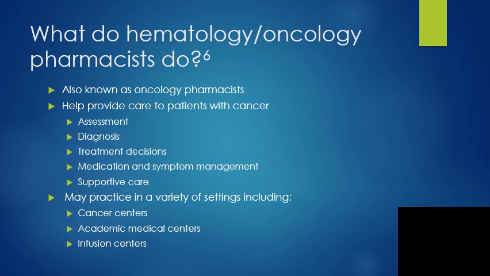The next type of pharmacist role in health system pharmacy we'll talk about is a hematology-oncology pharmacist, also known as an oncology pharmacist or a hem-onc pharmacist. These types of pharmacists work to provide care to those who have cancer. Pharmacists play a vital role in helping with cancer treatment. They may help with assessing and diagnosing different cancers. They may help with the treatment decisions. They may help with different medication management. And then they may help with different symptom management from the different oncology medications. And they may help with supportive care.